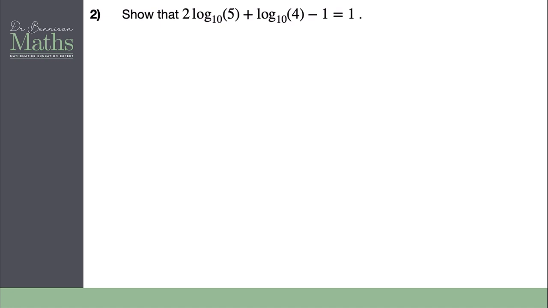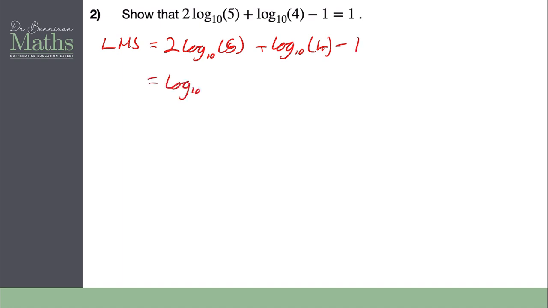So we want to use the power laws, and we're going to start with the left-hand side and aim to get to the right-hand side. So it's a show-that question. The left-hand side is 2 log to the base 10 of 5 plus log to the base 10 of 4 minus 1. I'm going to use my power law first to write this as log to the base 10 of 5 squared plus log to the base 10 of 4, and then the 1 I'm going to write as log to the base 10 of 10, because 10 to the power 1 equals 10.